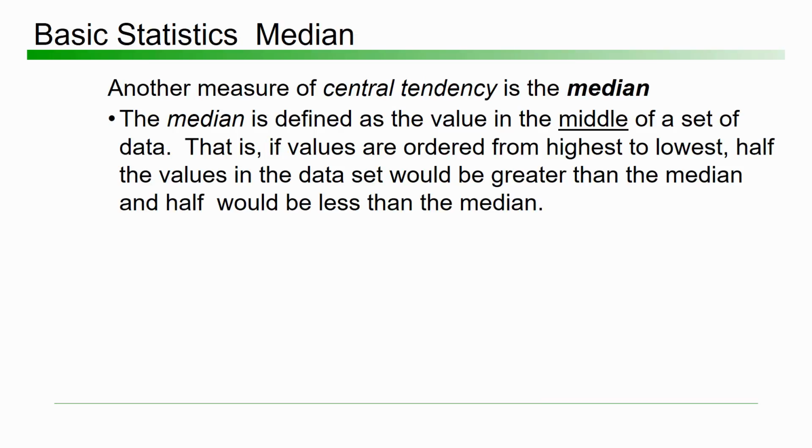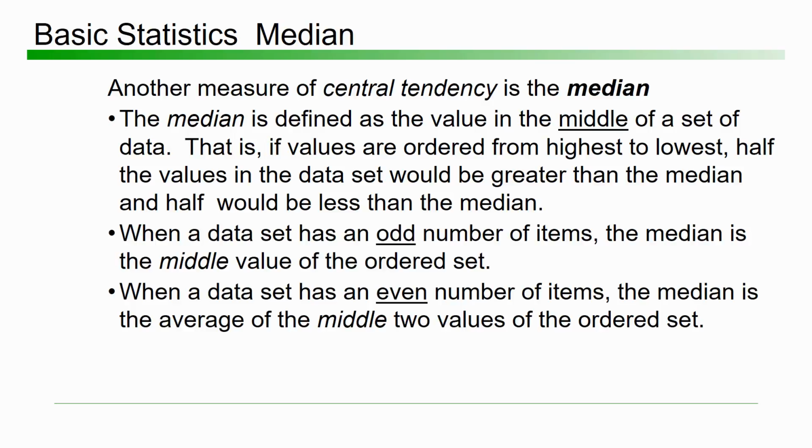So we've talked about average, which is also referred to as the mean. Another measure of central tendency is the median, and median is the middle value in a population. If you ordered it from highest to lowest or from lowest to highest, the value that's in the middle, that's the median. If you have an odd number of items, then it's easy to just pick out the median because it truly is in the middle. But if you have an even number of items, you have to take the average of the two that are closest to the middle.